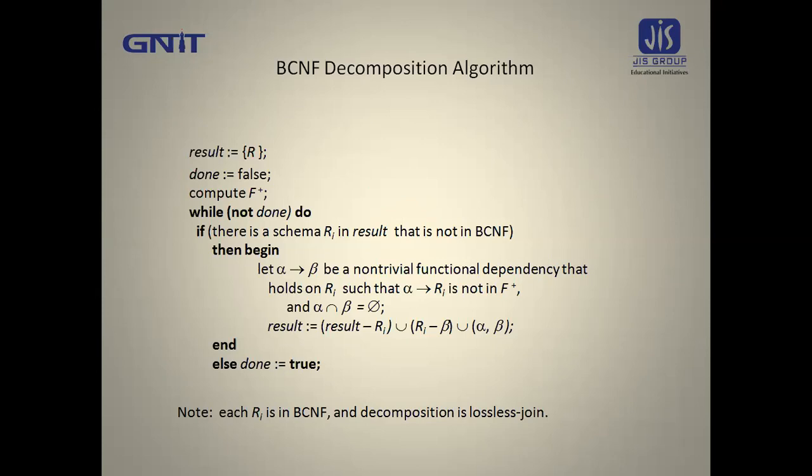Right? And if there is a schema Ri in result that is not in BCNF, that means if we can find any such Ri, then the process continues. And if that is not so, then we are just changing the value of the variable done to true, and we can surely say that each Ri is in BCNF and our decomposition is lossless join.